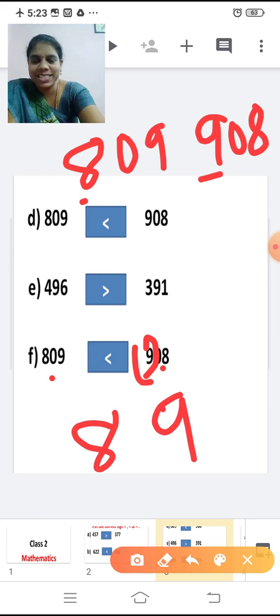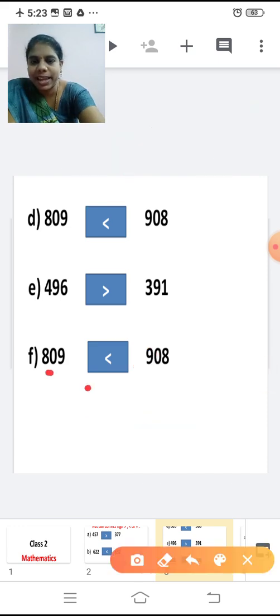8 is less than 9. Very good. Since 8 is less than 9, 809 is less than 908. So you all know how to compare two numbers, right children?